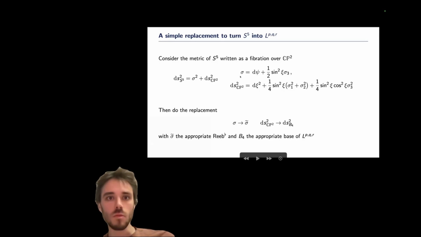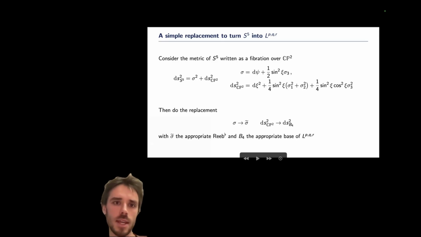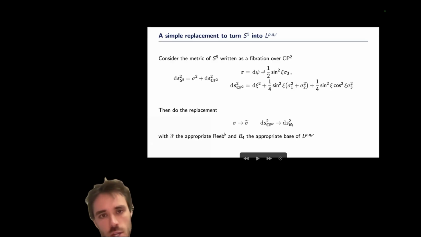With this slide, all I'm saying is that there is no continuous way to deform the S5 into L^{pqr}, obviously. I'm just saying that on a practical level, when you do calculations, you see this metric and you just go and artificially replace sigma with sigma tilde, and you replace the metric of CP2 with the metric on the base that you need, and you would get the L^{pqr} manifold.